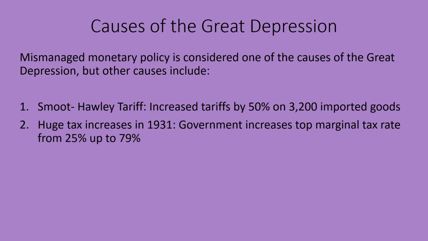Another thing that happened during this time period is you had huge tax increases starting in 1931. The government eventually increased our top marginal tax rate, which is the tax bracket that the top earners in the country are in. So they increased it from 25% up to 79%. So it used to be for every extra dollar that a wealthy person in the United States made, they have to pay 25% taxes on it. They increased that up to 79%, so that every extra dollar, they'd have to pay 79 cents in taxes. They'd only get to keep 21 cents of it.